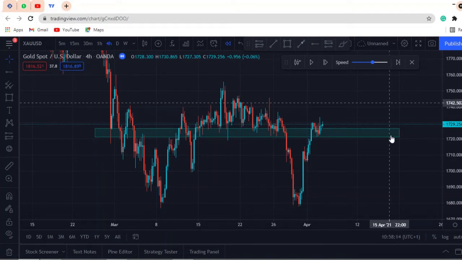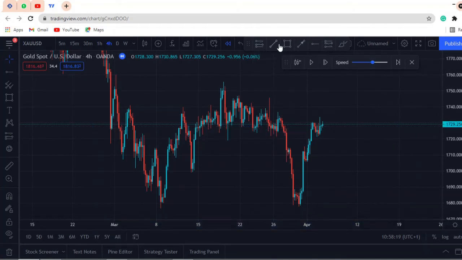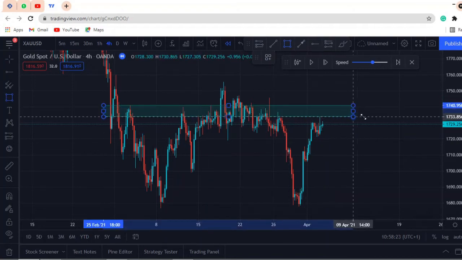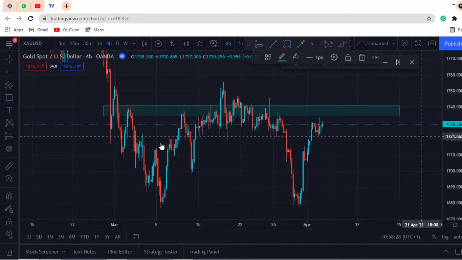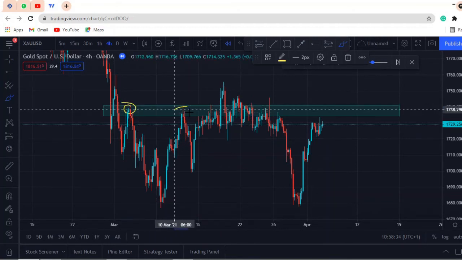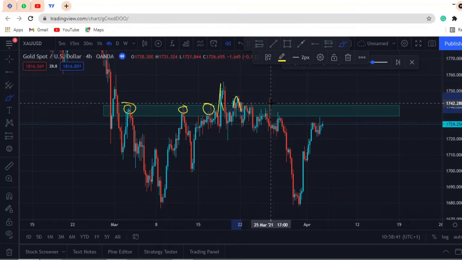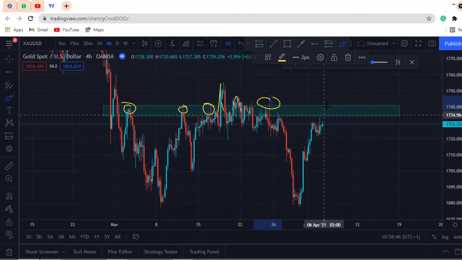So now let's assume that you do not draw this zone here, but you drew the zone here instead. And why did you draw it there? Because you see rejection here, and there's another rejection here, then another rejection here, then this was a fake out, and there's this rejection to the downward, then it has come back.